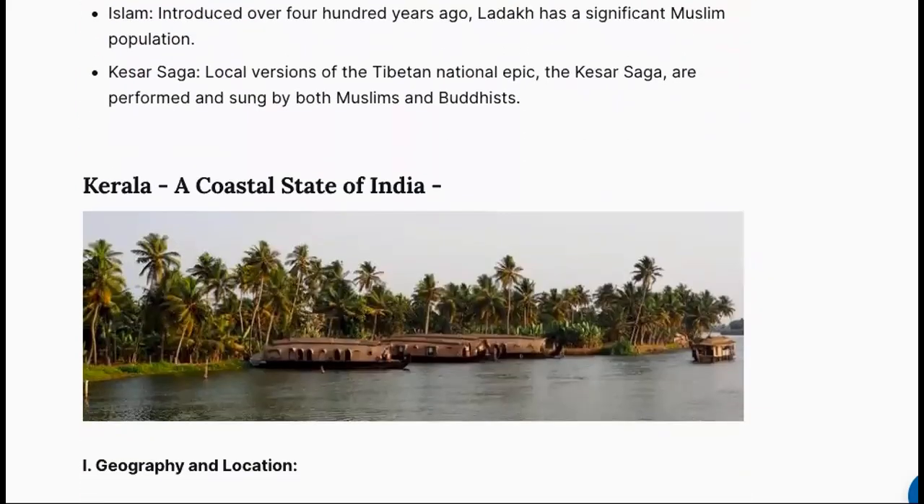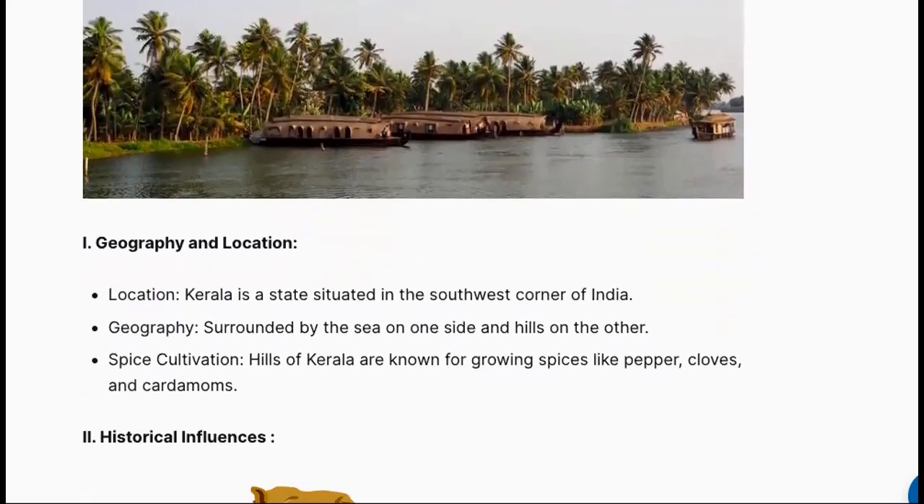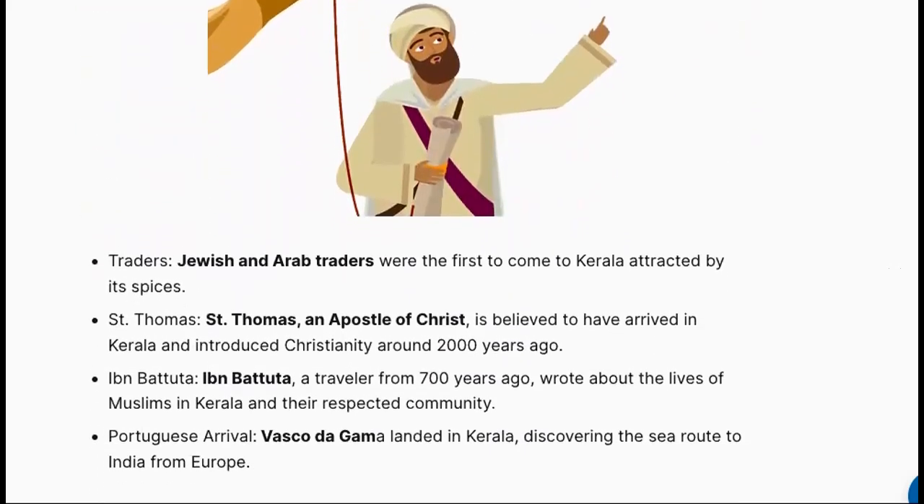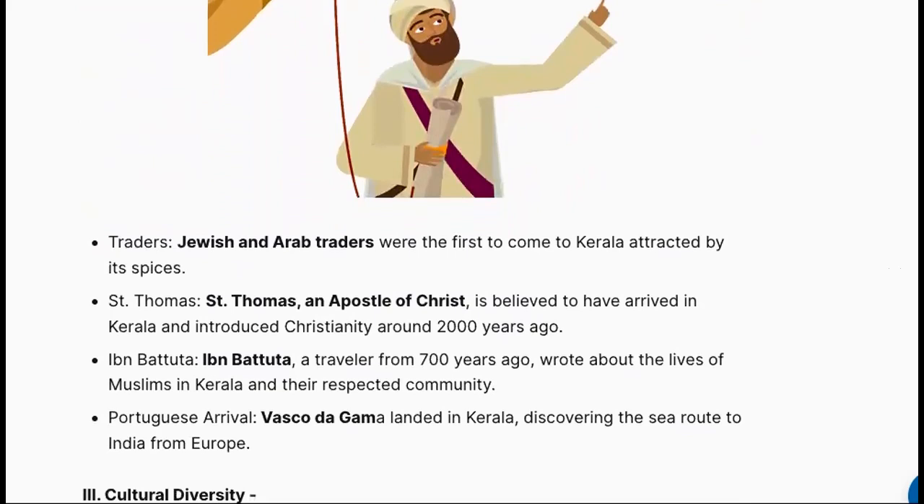Then we'll move further to Kerala, which is a coastal state of India. It is situated on the southwest corner of India. It is surrounded by sea on one side and hills on the other side. It is famous for spices like pepper, cloves, and cardamom. These spices are one of the reasons for its historical background. For spices, a lot of people came from foreign lands to Kerala. First, St. Thomas came around 2000 years ago. Then Ibn Battuta, almost 700 years ago. Vasco da Gama also landed first in Kerala.